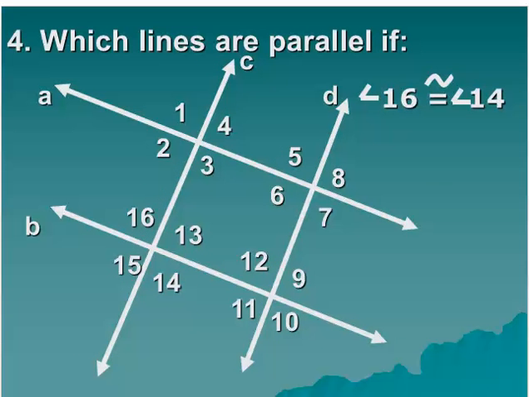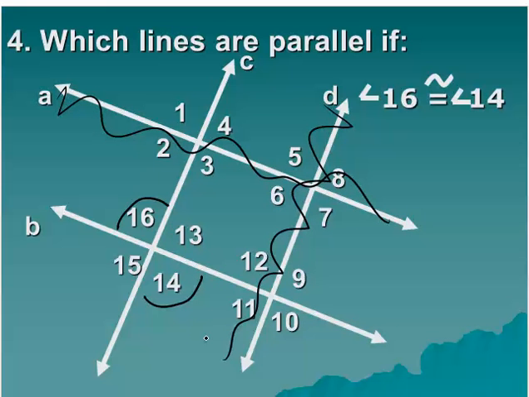Number 4, which lines are parallel if angle 16 is congruent to angle 14? So here's angle 16 and angle 14. Angle 16 is touching lines B and C. Angle 14 is also touching lines B and C. I'm not using A and I'm not using D. Automatically, this is not going to make the lines parallel because I must have 3 lines to use, a pair that are parallel and a transversal.